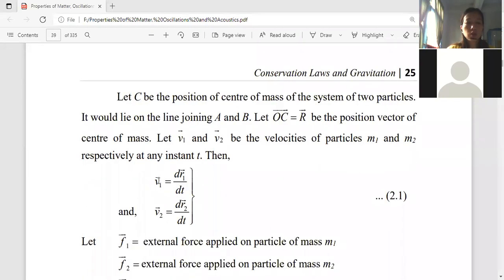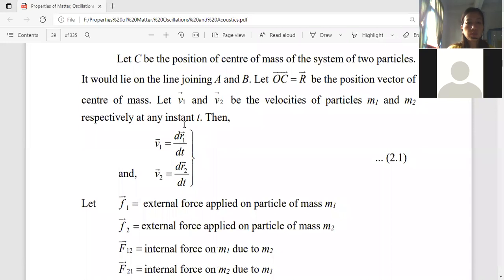Okay, so as we already know, velocity is the rate of change of position vector, the rate of change of position with respect to time.